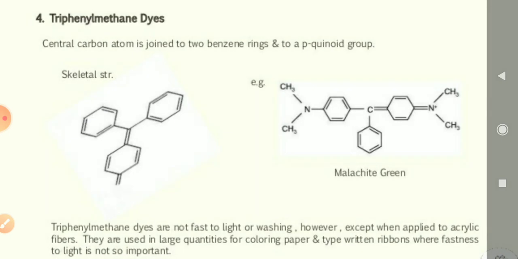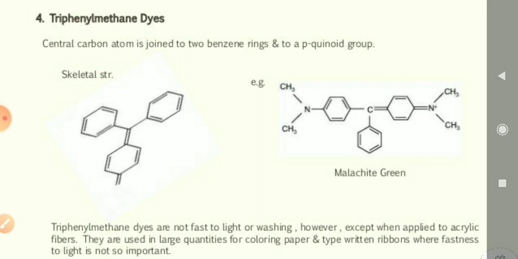Next is a triphenyl methane dye. Triphenyl methane dyes have a central carbon atom joined to two benzene rings and a p-quinonoid group. Okay, like malachite green. This is the structure of malachite green. You can see the triphenyl rings here in their skeleton.